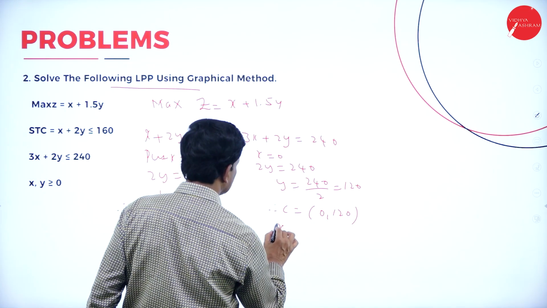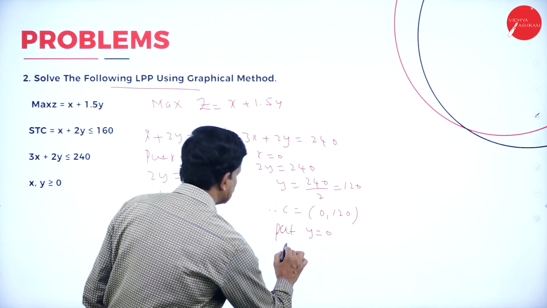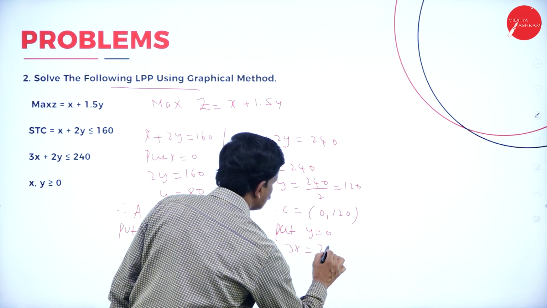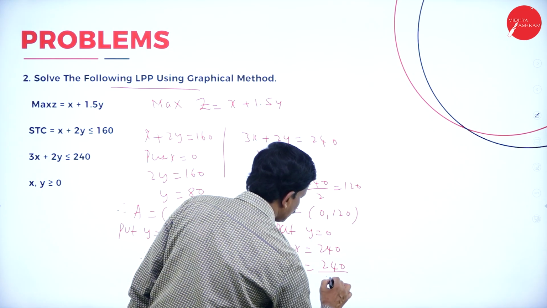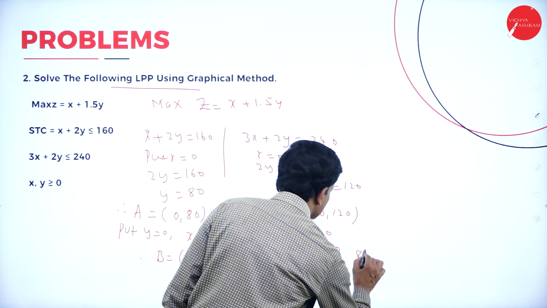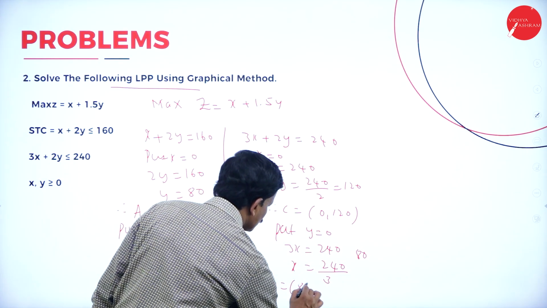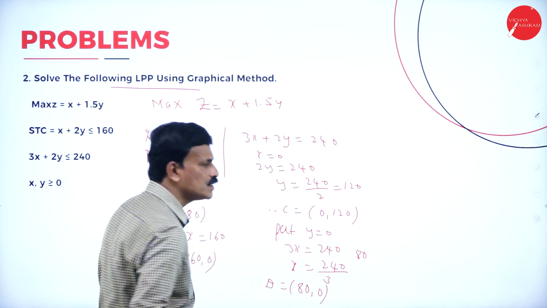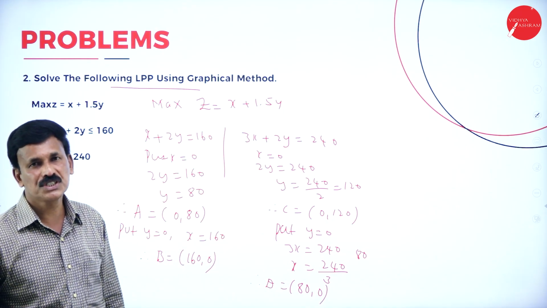Again, put y is equal to 0. You will get 3x is equal to 240. x is equal to 240 divided by 3, which is nothing but 80. So the other point D is equal to 80, 0. These are the points. Now let us represent this on a graph sheet.